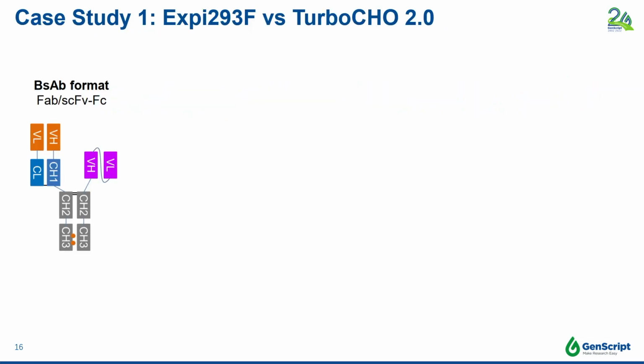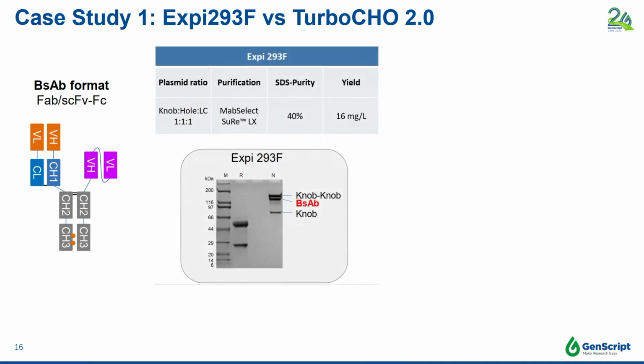In terms of the first case study, I want to talk about this bispecific antibody format, this Fab-scFv-Fc molecule, where we have a knob-in-hole, and the Fab and scFv. We initially expressed this in Expi293F using a plasmid ratio of 1 to 1 to 1. Looking at binding to a protein A affinity resin, we only observed an SDS purity of 40% and a yield of 16 mg per litre. And as you can see from the gel, there are many different components within this purification.